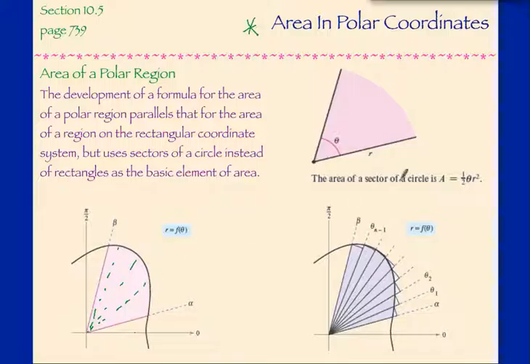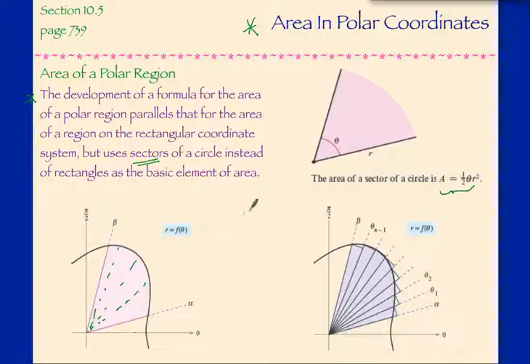So it's a good idea for us to remember that the area of a sector of a circle is A equals 1/2 theta r squared. And then we're going to use the integral to add up an infinite number of sectors. So just to summarize, the development of a formula for the area of a polar region parallels that for the area of a region on the rectangular coordinate system, but uses sectors of a circle instead of rectangles as the basic element of area.